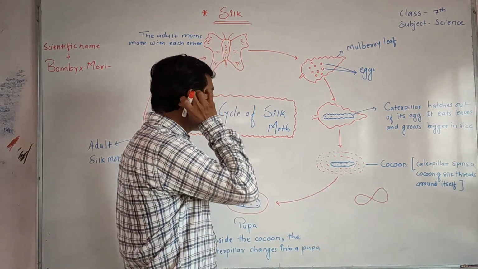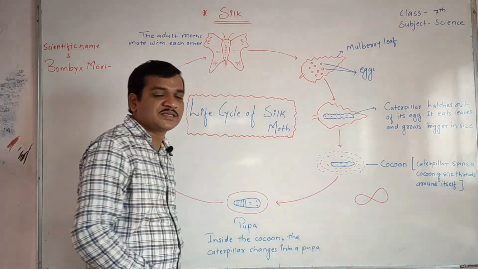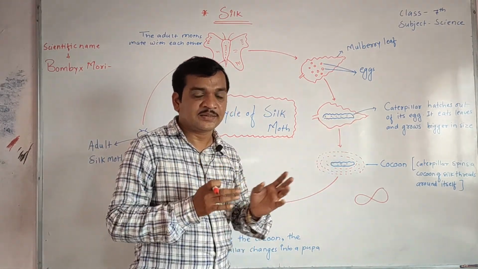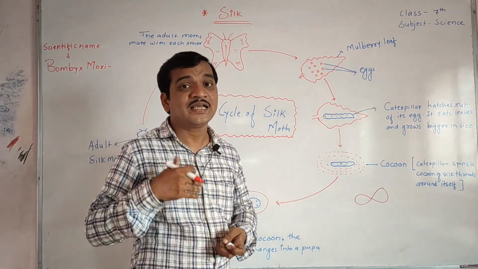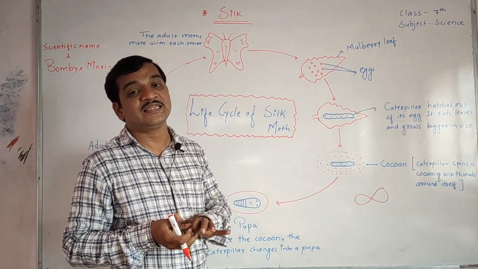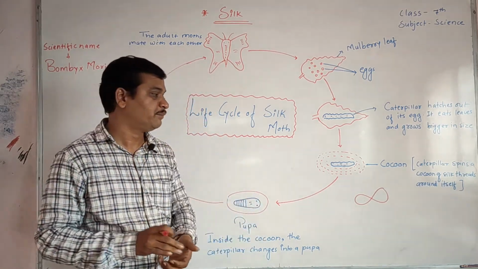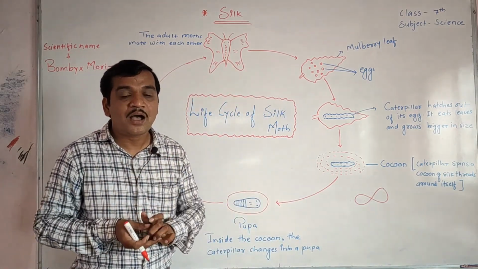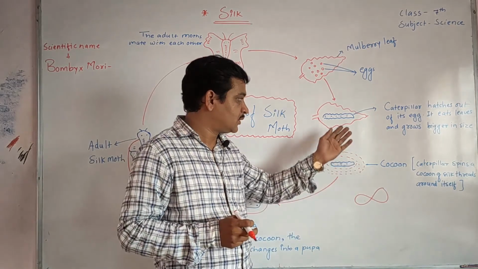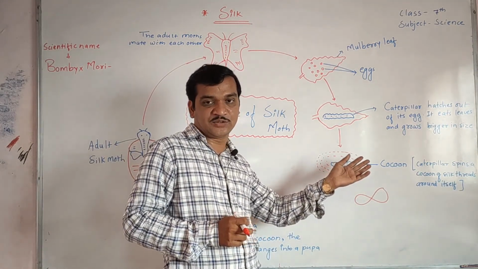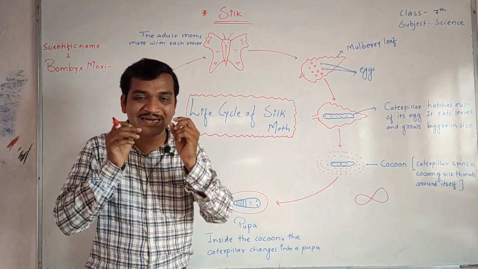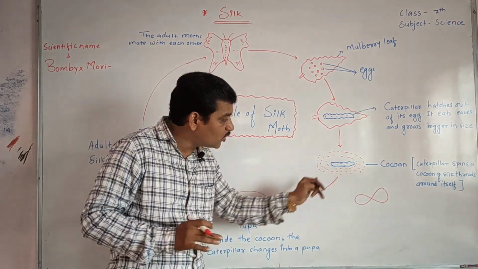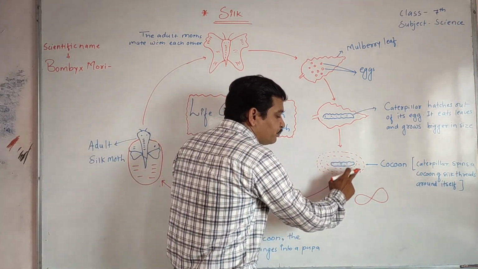Now after the 6 weeks, when the caterpillar is big in size, it is ready to enter the next stage, which is called the pupa. Now what is the pupa? When the caterpillar enters the next stage, it holds itself by weaving a net-like structure around its body. Can you see the net-like structure? This is the pupa.